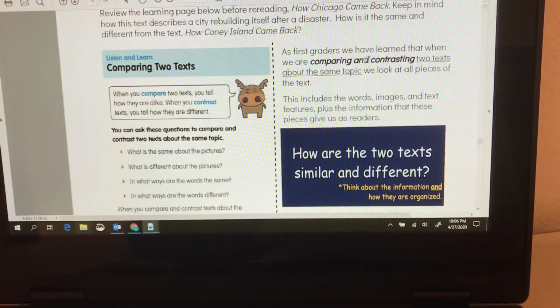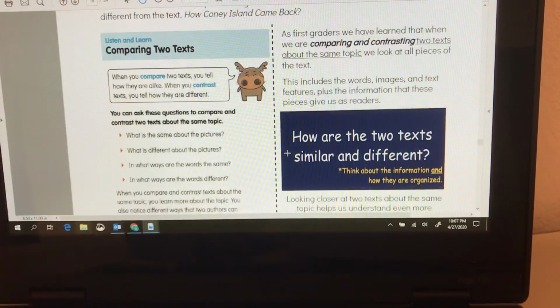As first graders, we have learned that when we are comparing and contrasting two texts about the same topic, we look at all pieces of the text. This includes the words, images like pictures, photographs, illustrations, and text features like bold words, headings, captions, all those features. Plus the information that these pieces give us as readers.